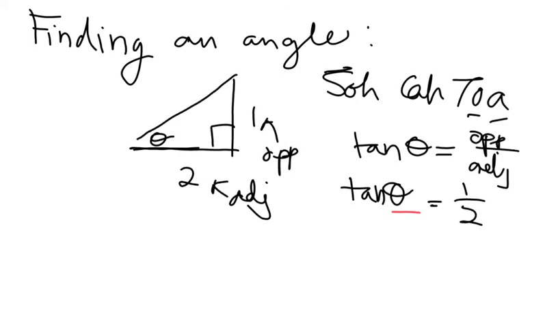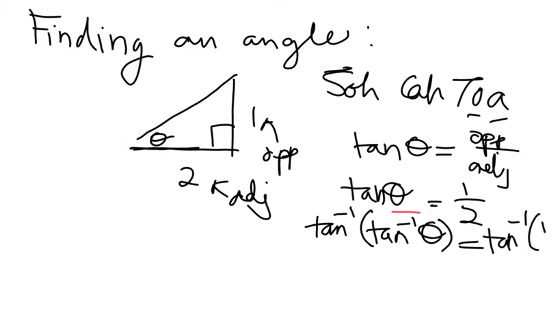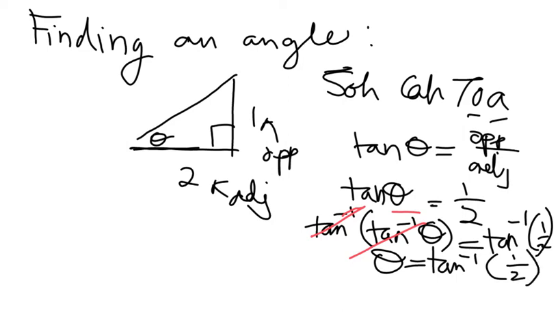To do that, I have to essentially undo tangent. Much like addition undoes subtraction, multiplication undoes division, there's this button on your calculator that says tan negative 1. This is called arctangent or inverse tangent, and tan negative 1 undoes tangent. So if I do tan negative 1 of both sides, I will cancel out the tangent, and I'm left with theta is equal to inverse tangent of 1/2. Now I can plug that into my calculator.